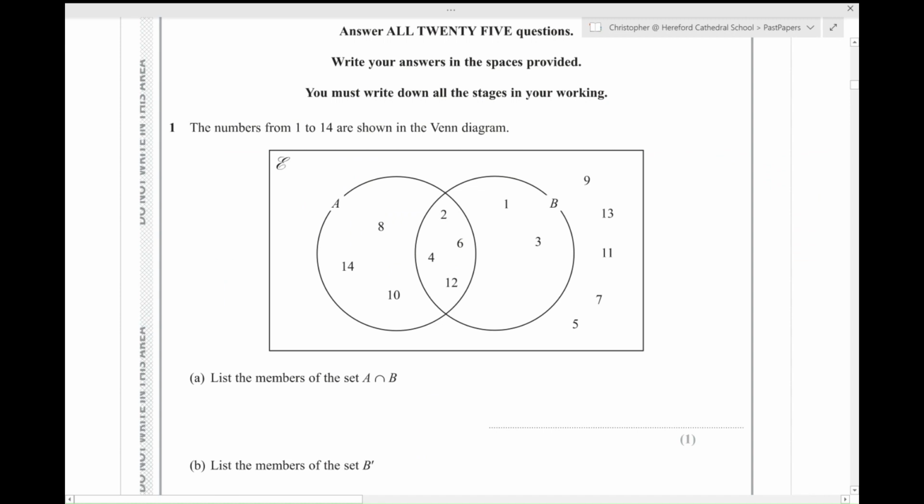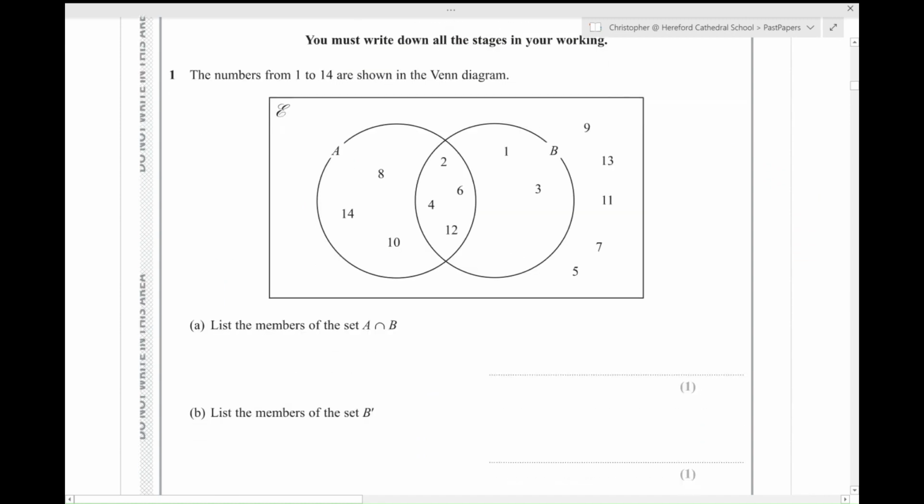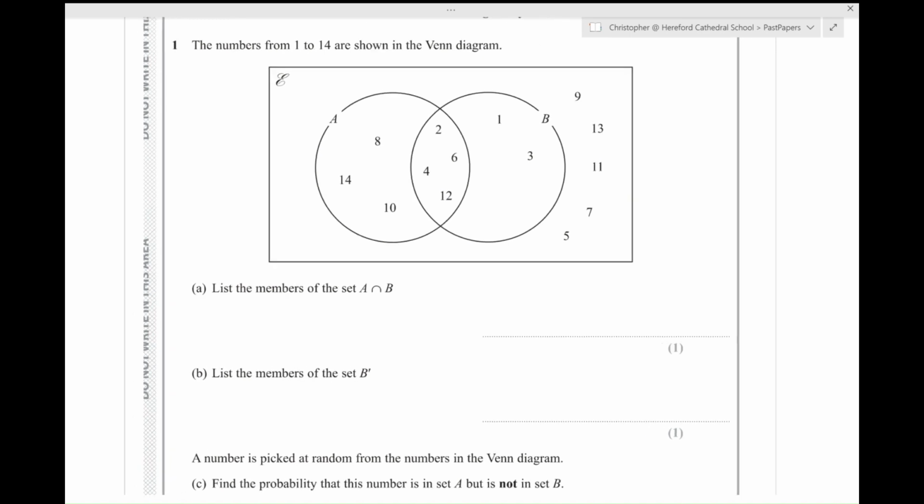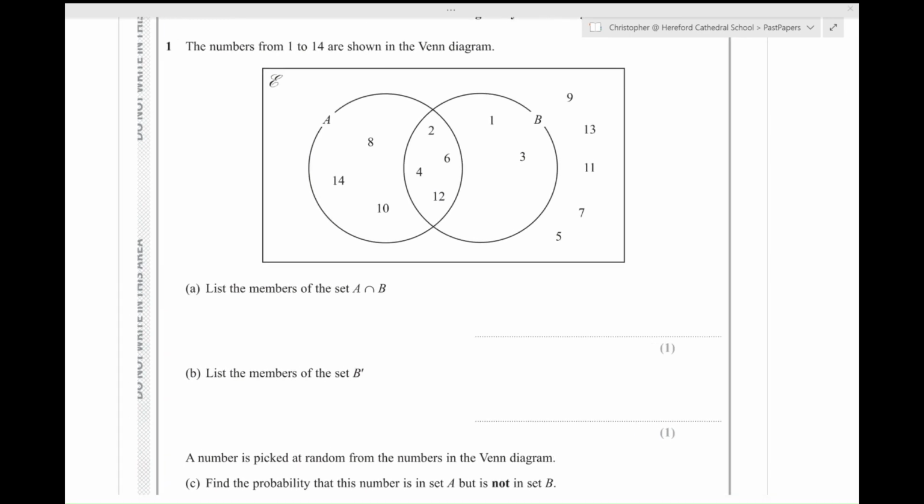Question 1. Got the numbers 1 to 14 in this Venn diagram and asked to list the members of set A intersection B. So that's going to be 2, 4, 6, and 12. List the members which are in not B. So these are the ones which are not in B. So I can see that there are 3 which are in A, and then there are some others which are also not in B. So there are those.